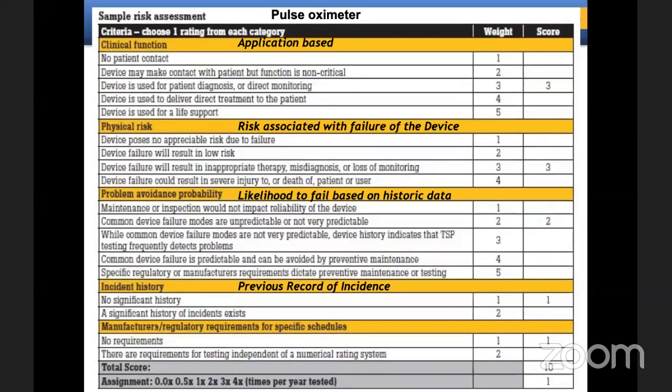And it is above 9. So it has to be checked once in a year. A pulse oximeter should be checked for its performance at least once in a year. So this is what we get from the MDQA program.